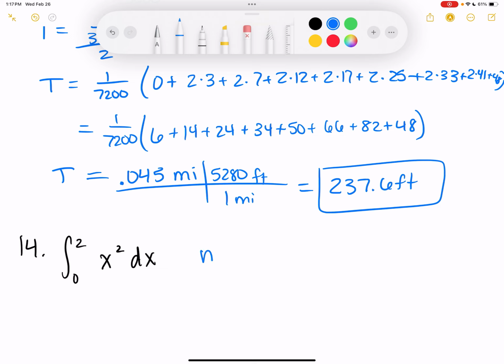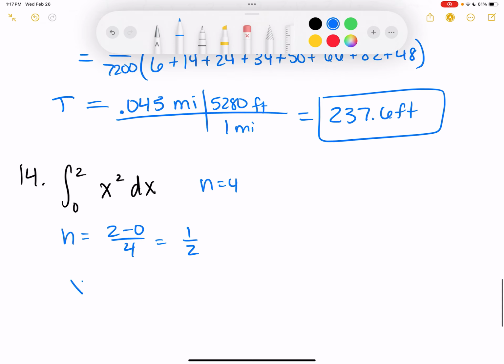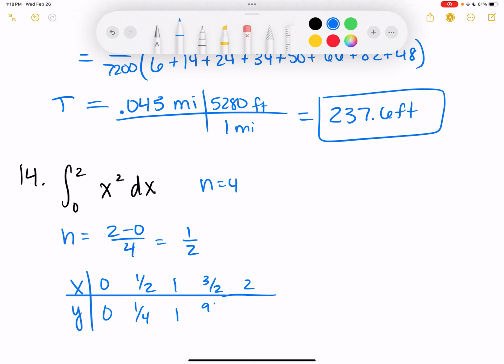So you find h the exact same way. It's still 2 minus 0 over 4, or in this case, 1/2. So my intervals will be just like they were in number 2. Obviously we've already set this one up. I'm going to do one more of these as well so that you can see it, probably with trapezoidal and with Simpson's, depending on where we're at time-wise because we're getting close. So 0, 1/2, 1, 3/2, and 2. This was 0, 1/4, 1, 9/4, and 4.